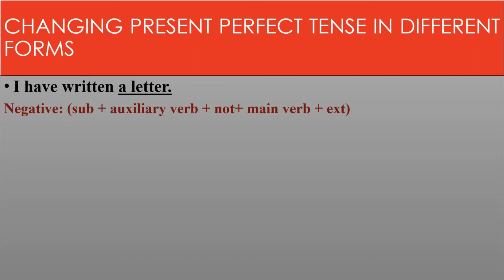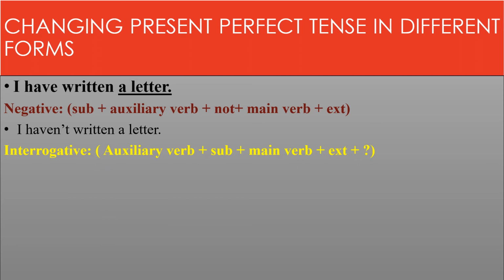If you want to make this affirmative sentence negative, you have to follow a structure. The structure is subject plus auxiliary verb plus not plus main verb plus extension. So the sentence becomes: I haven't written a letter. Next, if you want to make this first affirmative sentence into interrogative, again you have to follow a structure. To make an interrogative you have to write auxiliary verb before the subject. Then main verb plus extension and question mark at the end of the sentence. Okay, example: Have I written a letter?